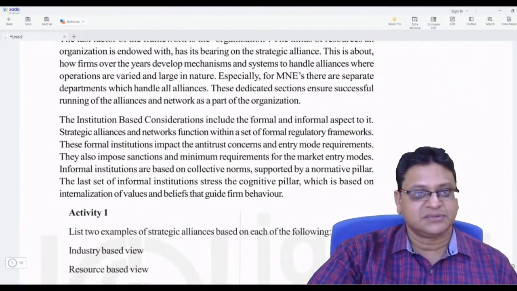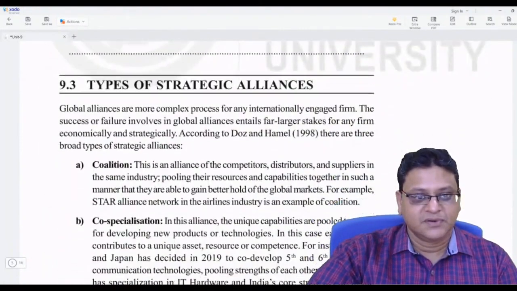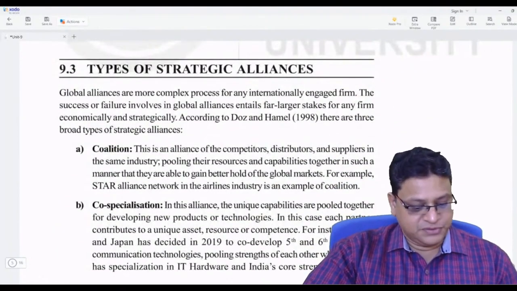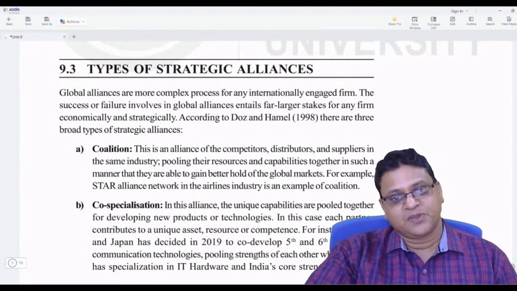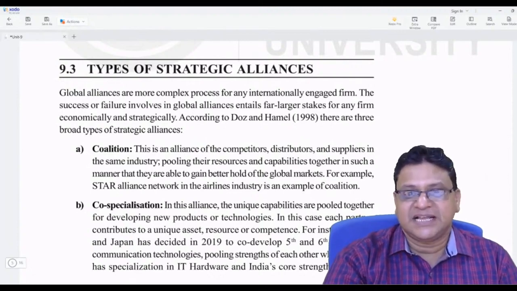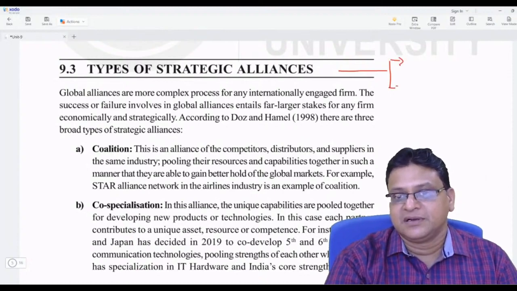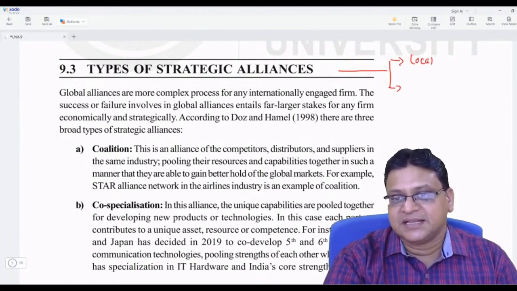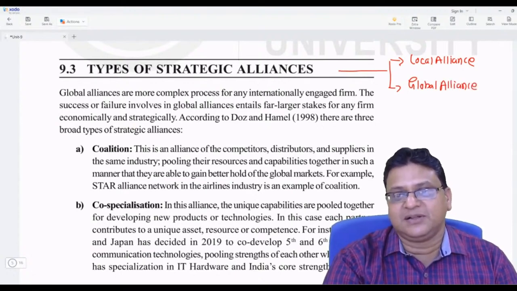We have discussed the VRIO model, we have discussed why global strategic alliance occurs. Now we will discuss types of strategic alliance. What are the different types of strategic alliance? Strategic alliance can be of two types: local alliance and global alliance.